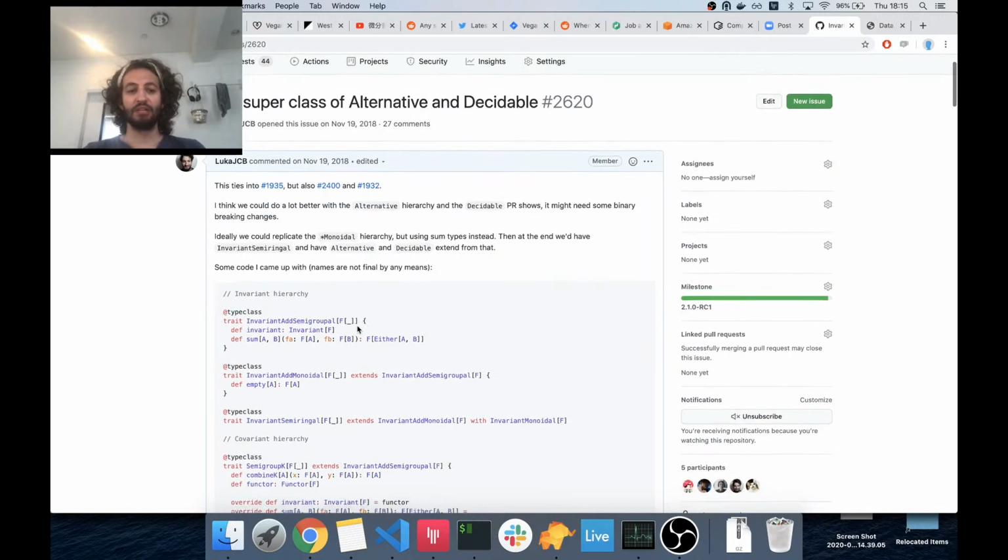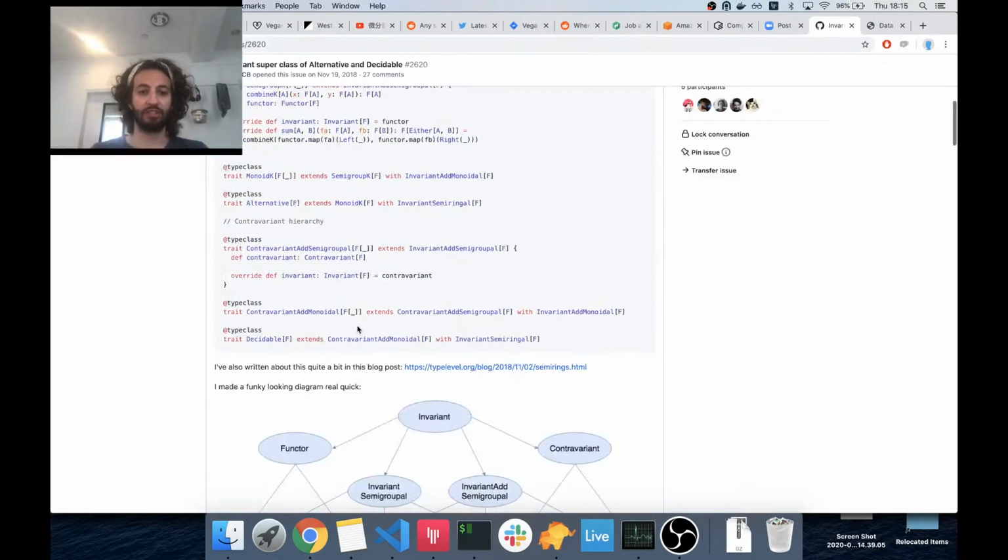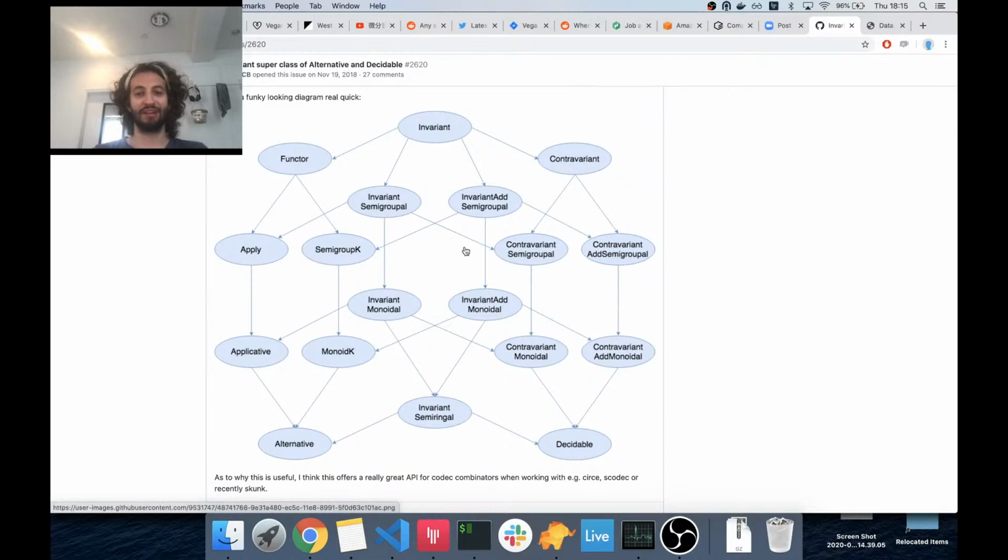But yeah, so that's what we have, and I sketched this up and made this crazy looking diagram. So basically what we have on top here is functor, invariant, contravariant, and then we have the two different semigroupals, invariant semigroupal and invariant add semigroupal. This one again is just an invariant functor that also has the ability to put them together into a product, and then add semigroupal, which I'm really not a fan of the name, but it's just what I have right now. If anyone has a cool name for this, I think maybe someone suggested choice or something, which I kind of like.